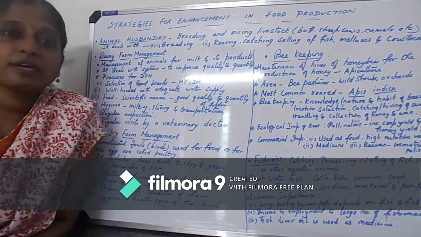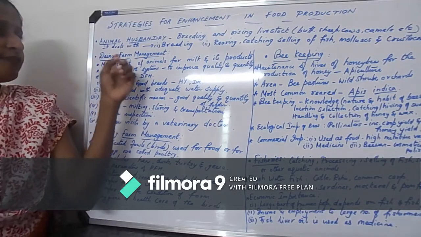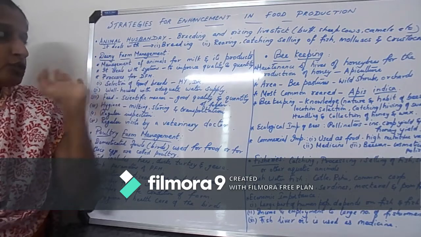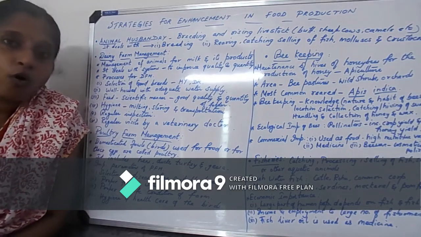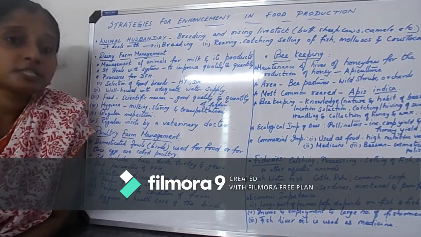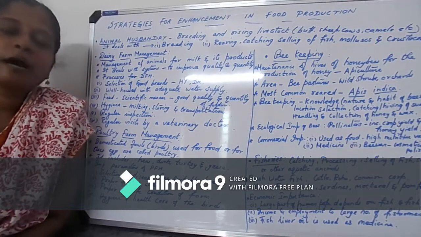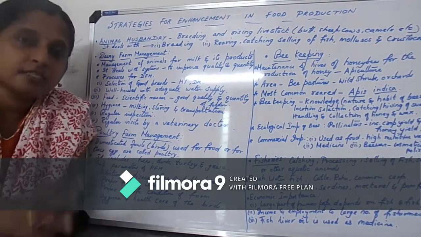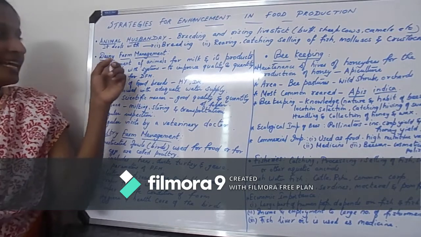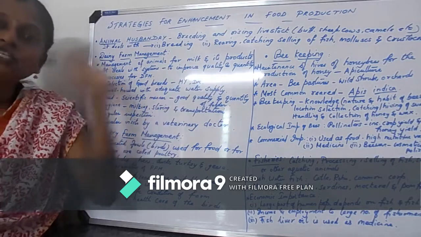So the topic is dairy farm management. You should be very particular about the spelling. Dairy farm management is the rearing of animals that usually give us milk or milk products. We take care of them and manage them. We call it dairy farm management: management of animals for milk and its products.